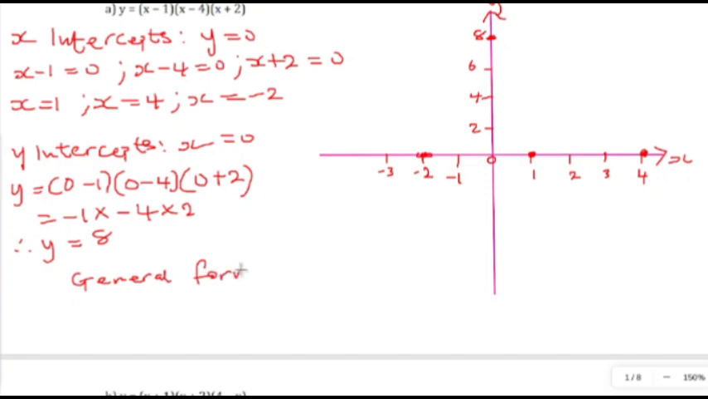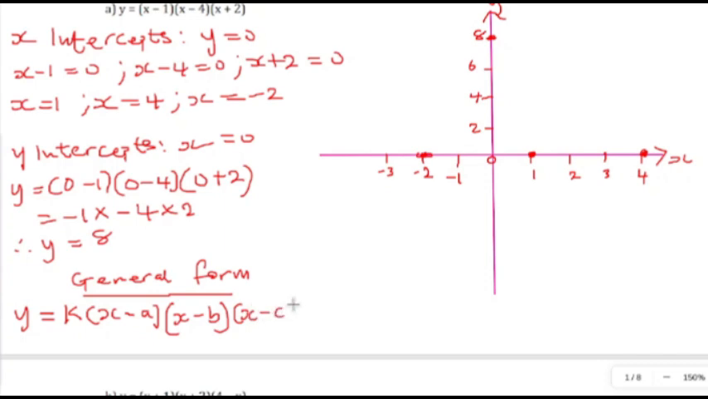so we have the general form or the shape. So this is what we're going to have. Y is equals to k. So you have x minus a. You have x minus b. And lastly, you have x minus c, where a, b, c are the points where it crosses the x-axis. Now, the general rule of thumb we should follow is this.